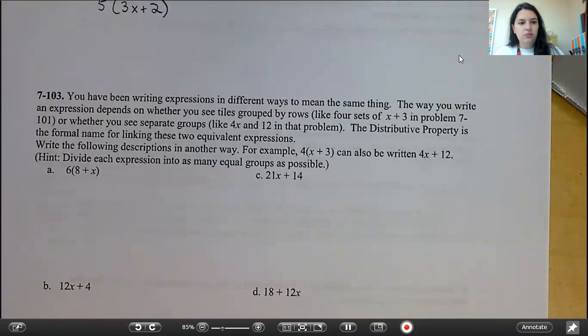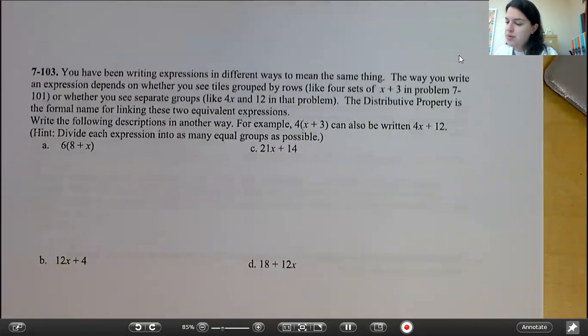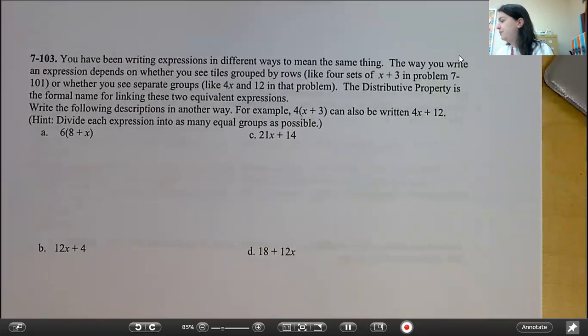7103 says you have been writing expressions in different ways to mean the same thing. The way you write an expression depends on whether you see tiles grouped by rows, like 4 sets of x plus 3 in problem 7101, or whether you see separate groups like 4x and 12 in that problem. The distributive property is the formal name for linking these two equivalent expressions. Write the following descriptions in another way. For example, 4 times the quantity of x plus 3 can also be written as 4x plus 12. Hint, divide each expression into as many equal groups as possible. So go ahead and try parts A, B, C, and D of 7103.